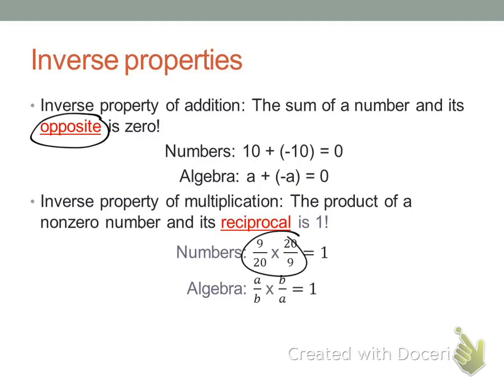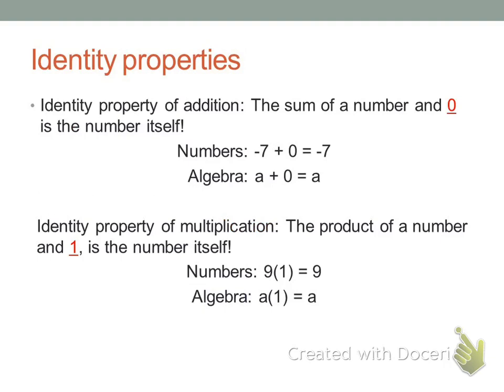Okay, questions on inverse? Okay, last but not least, we have the identity properties. Remember, identity, our key word is what? Key word is mirror. So take any number, add 0, and it will be the number itself. What is 10 plus 0? 10. What's negative 5 plus 0? What's negative 20 plus 0? What's negative 1 million plus 0? Negative 1 million, okay? So identity property of addition.